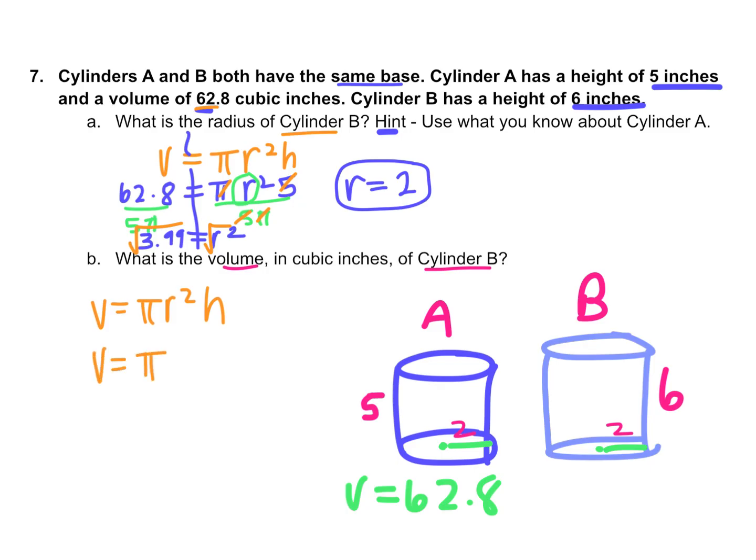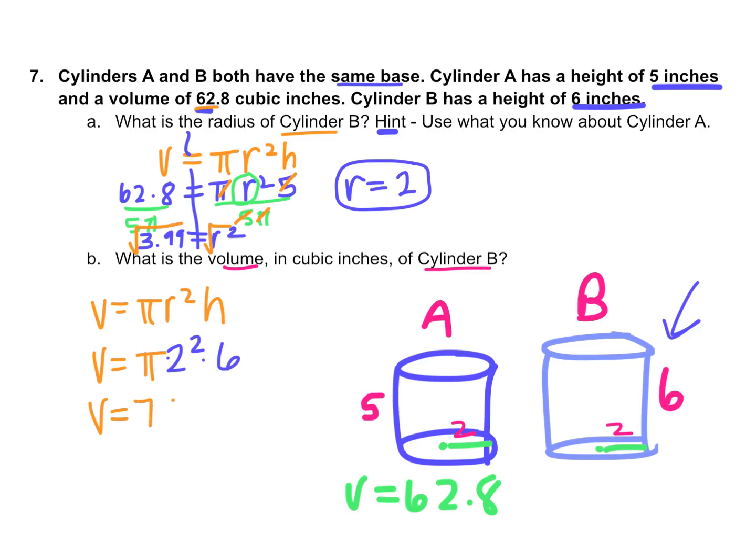And I found out that the radius was 2, so 2 squared, and the height is 6 for cylinder B. So I'm going to calculate that. I'm using the pi key for this one because it didn't specify. So pi times 2 squared, 2 times 2, times 6.